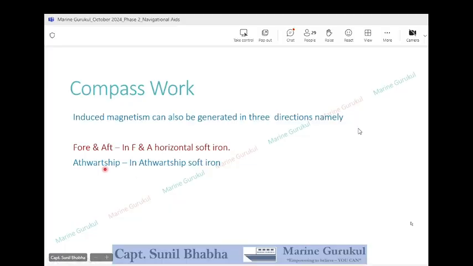Induced magnetism can also be generated in the athwartship direction, in athwartship soft iron, which could be the transverse or the athwartship beams, and it can be generated in the vertical direction, which happens in vertical soft iron. Examples of vertical soft iron are masts, cranes, funnels, or vertical stiffeners.